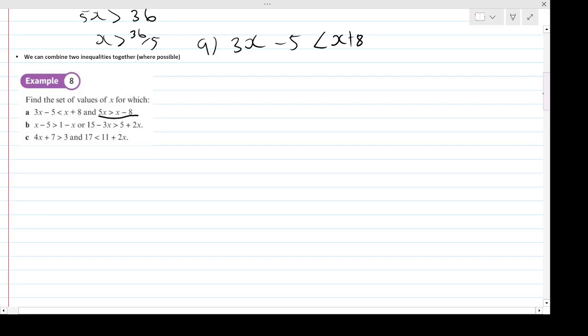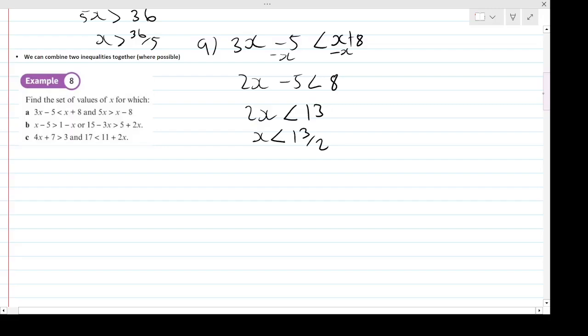When you have multiple inequalities, you solve them one by one, right? And then we go from there. So we can solve this first one. Again, I'll get rid of the x here from both sides. So then you have 2x minus 5 is less than 8. Then I'm going to add 5 to both sides. So 2x would be less than 13. Then x will be less than 13 over 2. Cool. So that's one of them.